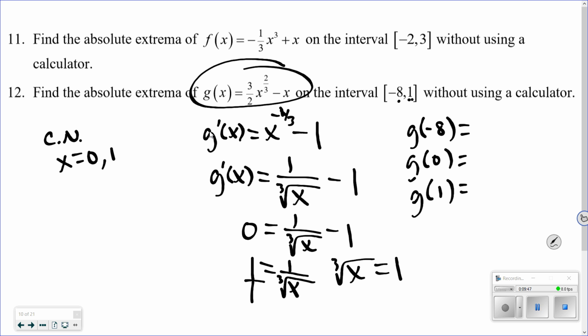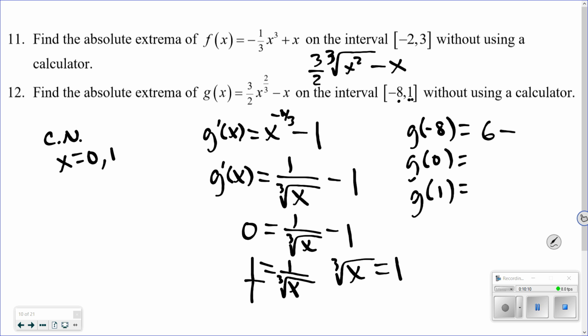I'm going to rewrite that just to make it easier. That 3 halves x to the 2/3, I'm going to write it as 3 halves cube root of x squared, minus x. So if I plug negative 8 in there, I get negative 8 squared is 64. Cube root of 64 is 4. 4 times 3 halves is 6. Minus, and plug your negative 8 in there. So I'm going to end up with 14.